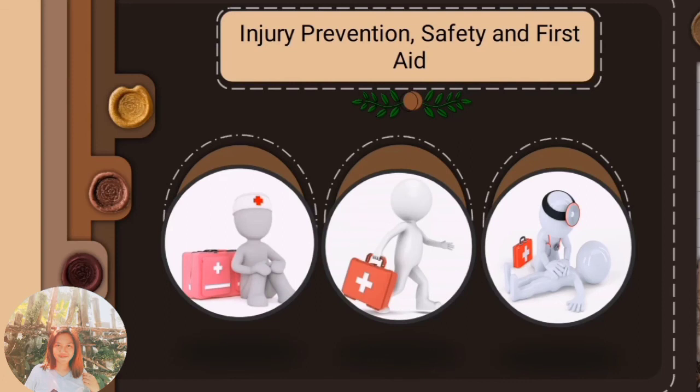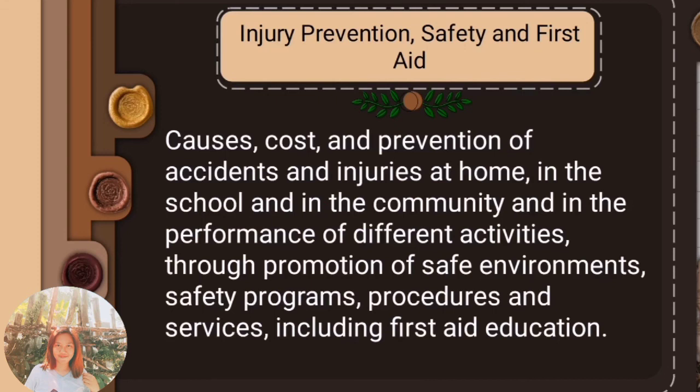Let's talk about injury prevention, safety, and first aid. Injury prevention, safety, and first aid covers the causes and prevention of accidents and injuries at home, in the school, and in the community, and in the performance of different activities through promotion of safe environments, safety programs, procedures, and services, including first aid education. The basic necessities of mankind include food, clothing, and shelter.